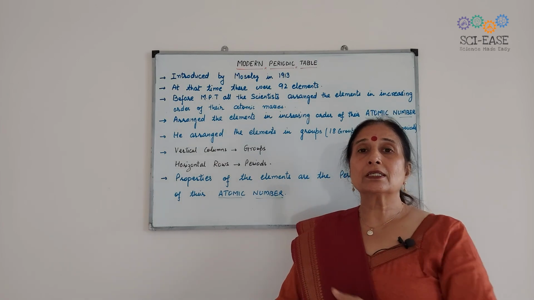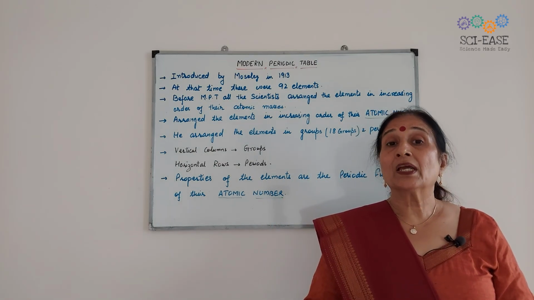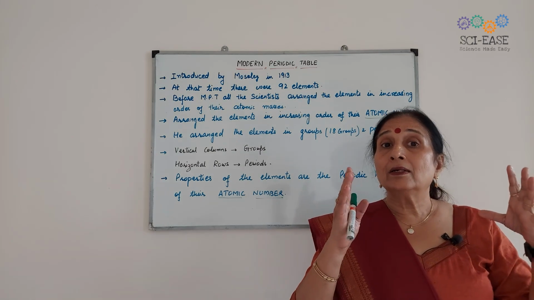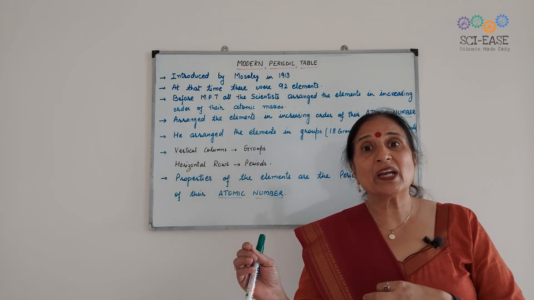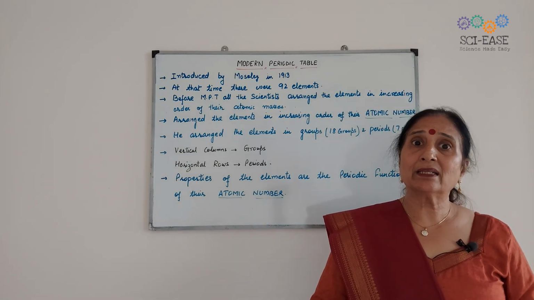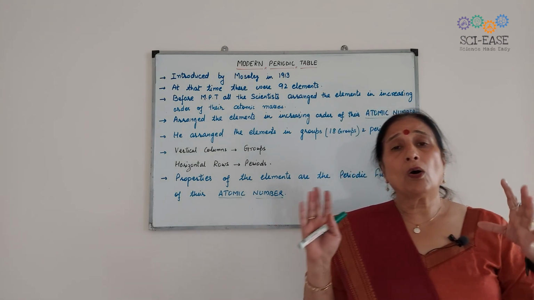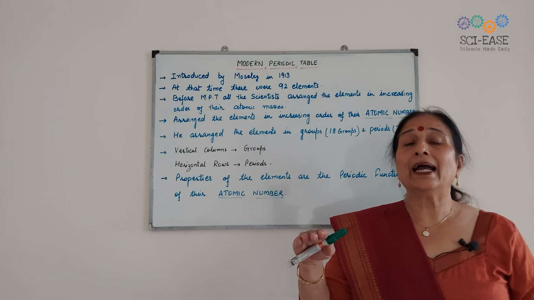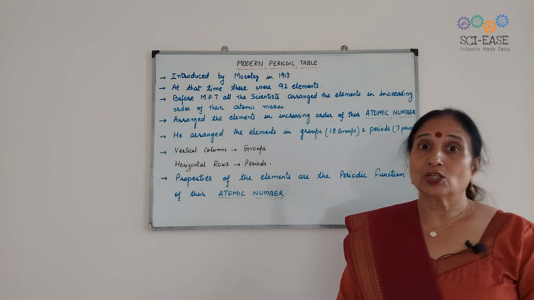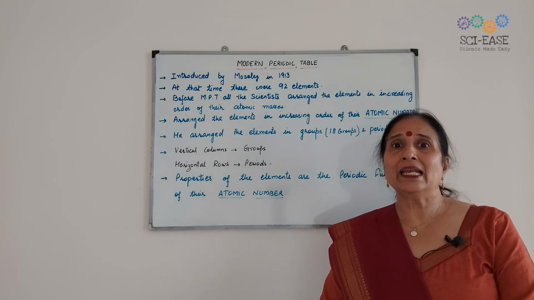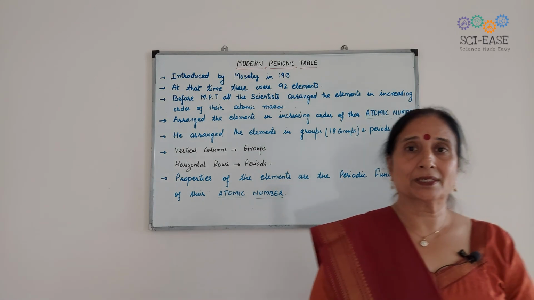Before this modern periodic table, all the scientists arranged the elements in the increasing order of their atomic masses. You can take the case of Dobereiner, Mendeleev, etc. All of them arranged the elements in the increasing order of their atomic masses. But Moseley arranged the elements in increasing order of their atomic numbers.